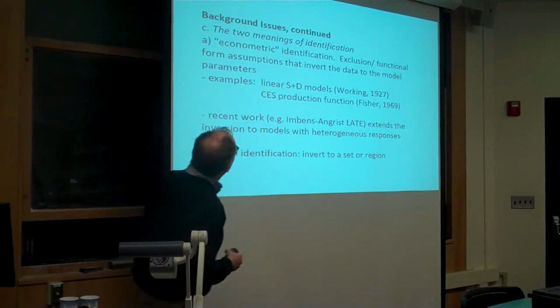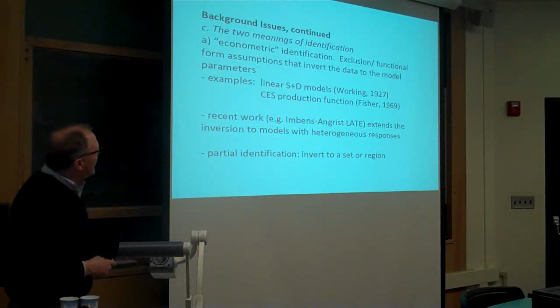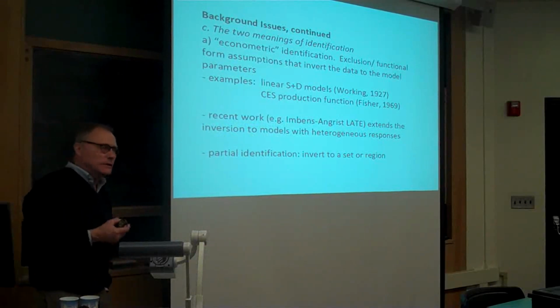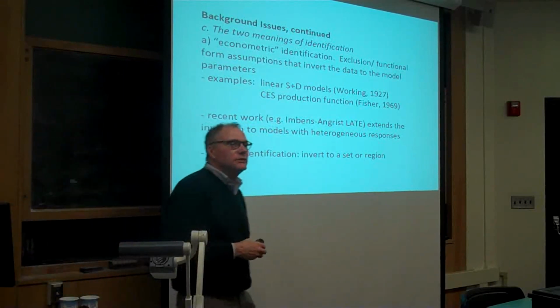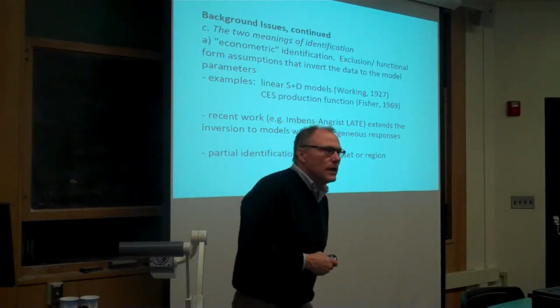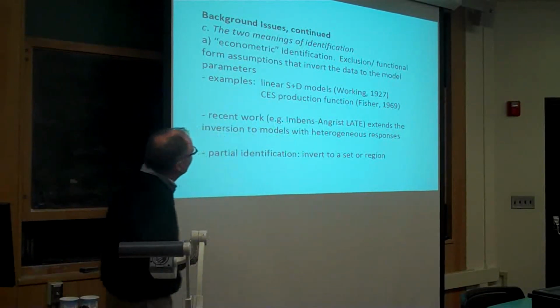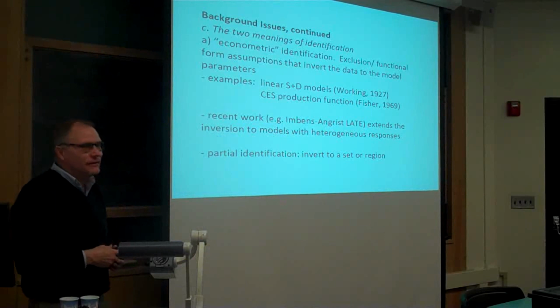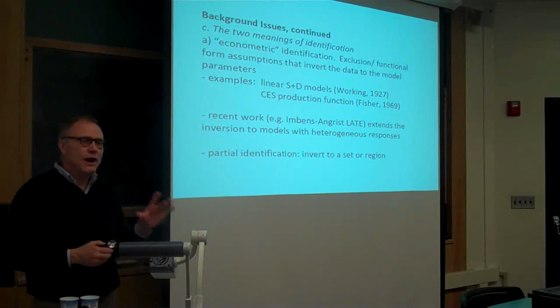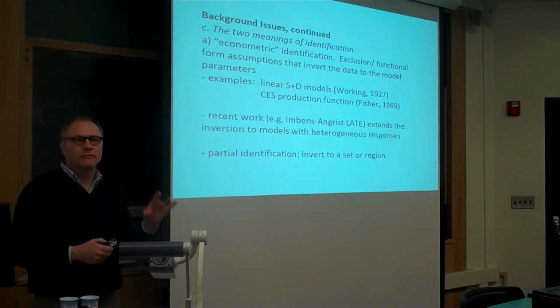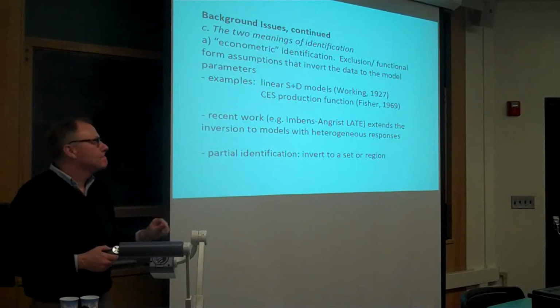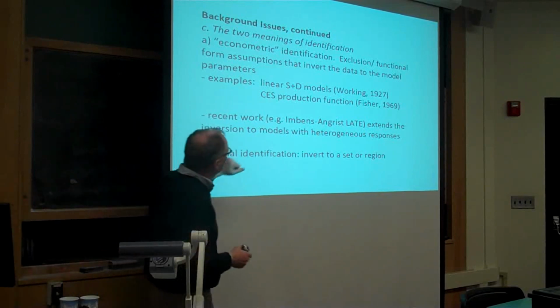Okay, so the last background issue I want to talk about is identification. And identification means two different things to two different audiences. One is what I call econometric identification, and that is basically the question of, can I get the parameters I'm interested in from some characteristics of the data? And that's what an econometrician means by identification.